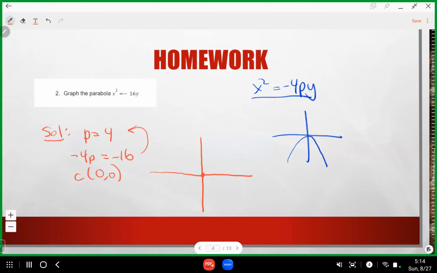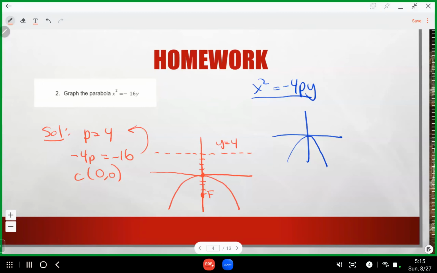P is 4. That means the focus will be left, right, up, or down of the vertex. Down. Down because the whole parabola is shooting down, so the focus is going to be in the direction the parabola is in. But there's also the directrix, which is in the opposite direction here, and this is y equals 4 here. And this is our focus. And we have about this kind of parabola.